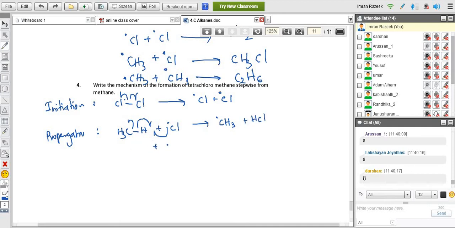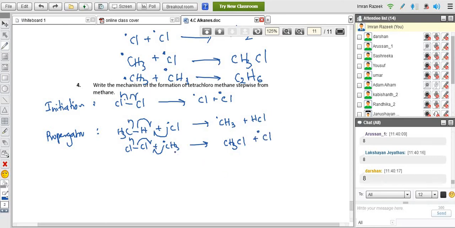And the methyl free radical reacts with chlorine free radical, breaks a bond homolytically, giving chloromethane and chlorine free radical.